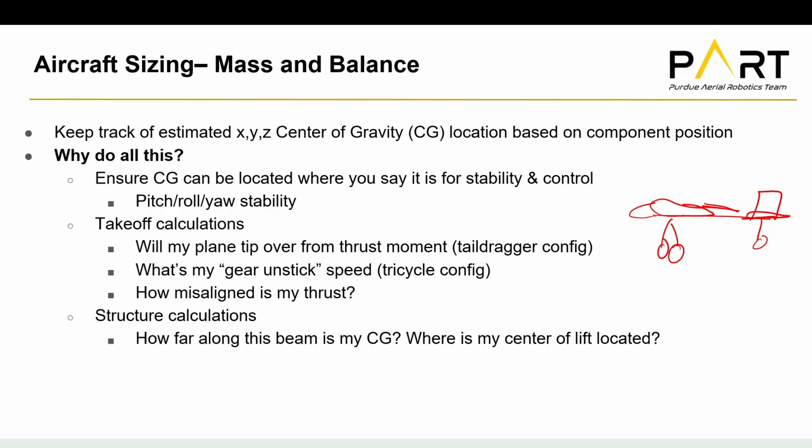You also want to know your gear unstick speed. And yes, it is called gear unstick speed. So if you have a tricycle configuration, right, and tricycle configuration, by the way, is when you have your main wheels at the back and then your nose wheel at the front. You need to figure out at what point is there no weight on this nose wheel? At what point can I rotate that nose wheel up so we can actually take off? Okay, so that's important in your takeoff calculations.